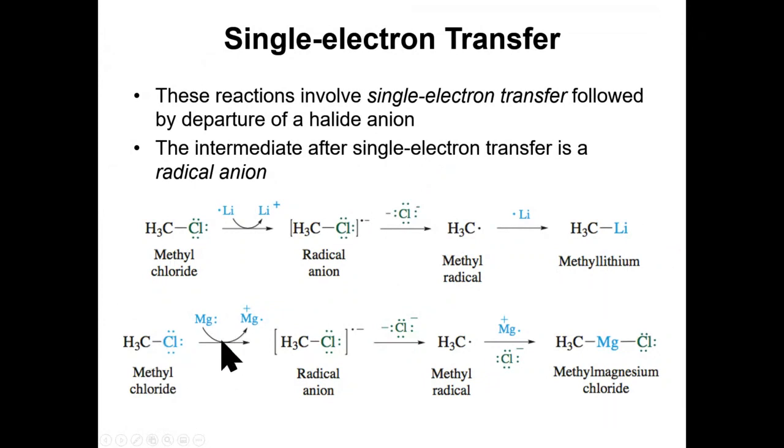A similar thing happens between an organic halide and magnesium. The magnesium transfers a single electron to the organohalide, giving you a radical anion. Then the radical anion breaks the carbon-halogen bond, with both electrons going to the chlorine, giving you a chloride and an alkyl radical. The radical combines with the singly charged magnesium and gives you the Grignard reagent. So the rate limiting step is the cleavage of the carbon-halogen bond of the radical anion.